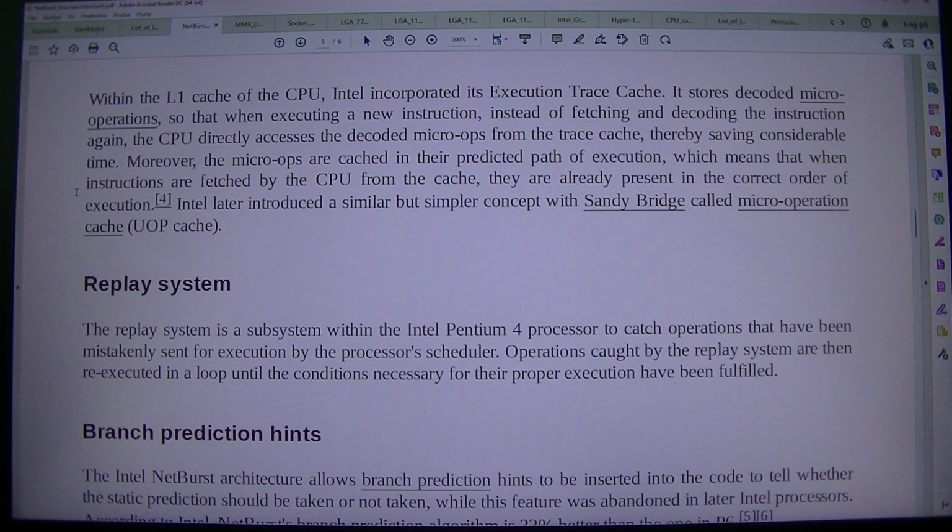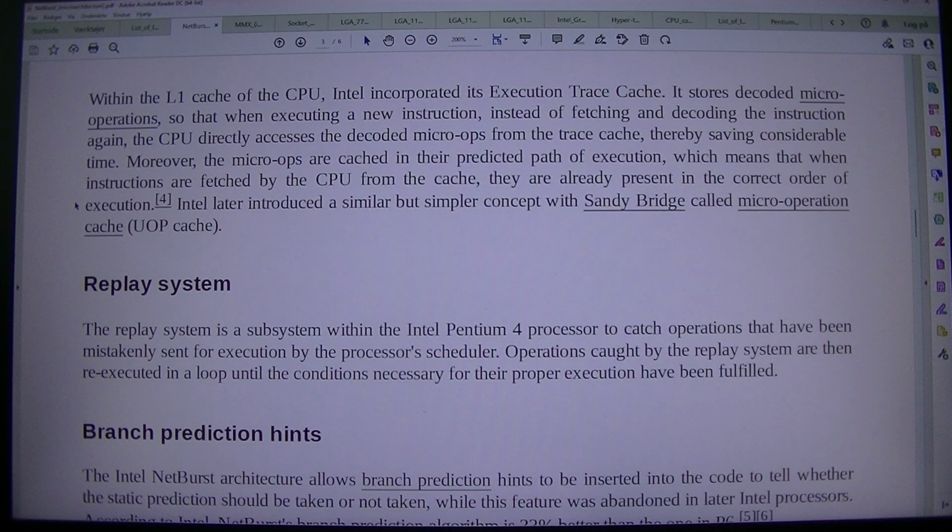Moreover, the micro-ops are cached in their predicted path of execution, which means that when instructions are fetched by the CPU from the cache, they are already present in the correct order of execution. Intel later introduced a similar but simpler concept with Sandy Bridge called Micro-Operation Cache, UOP Cache.